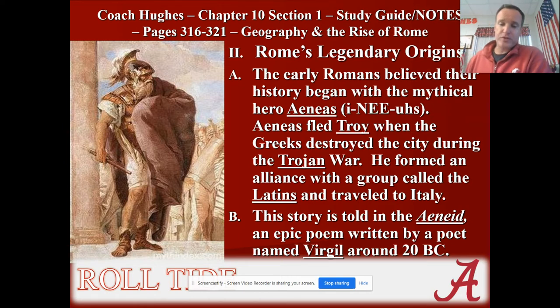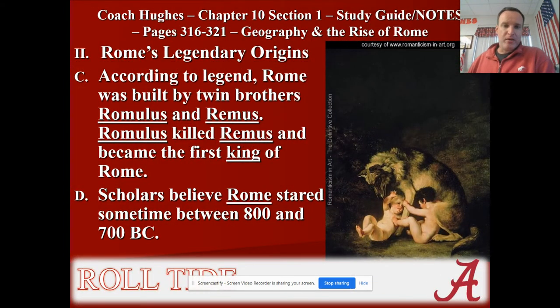This story is, of course, told in the Aeneid, which is an epic poem written by the poet Virgil around 20 BC. It goes into detail about him leaving Troy during the Trojan War and going all the way to the Italian peninsula, where he meets the Latins and sets up this new, if you go along with the movie, new version of Troy, but this new group of people that will eventually become the Romans.